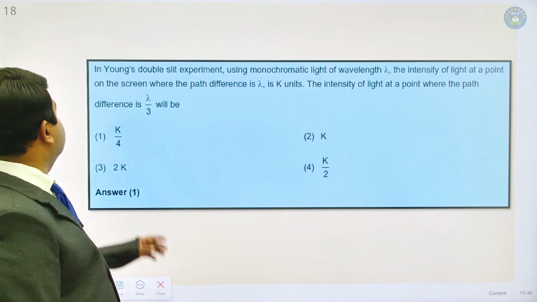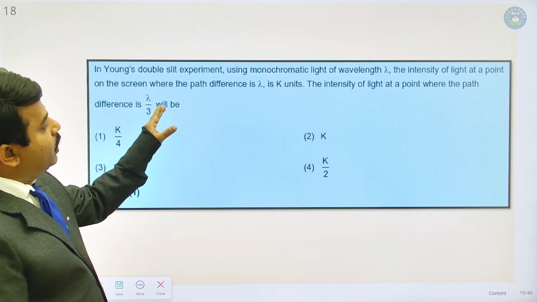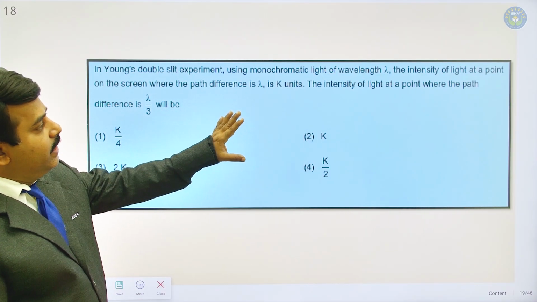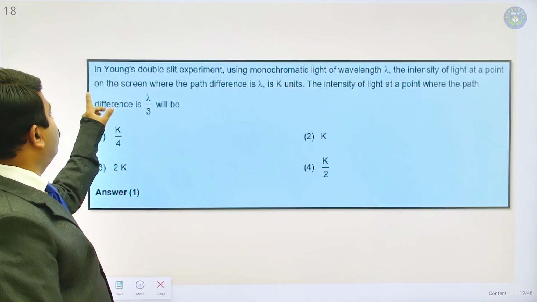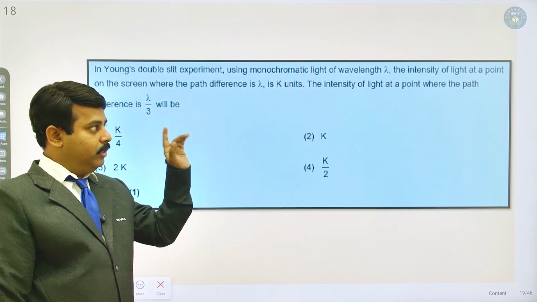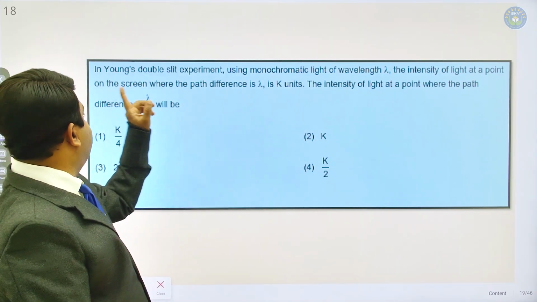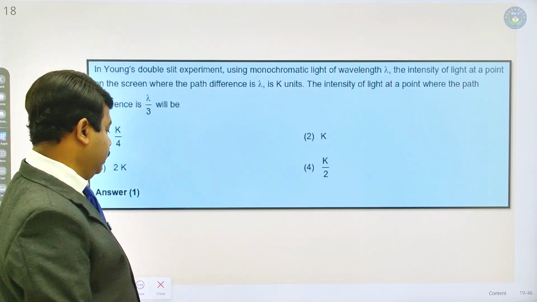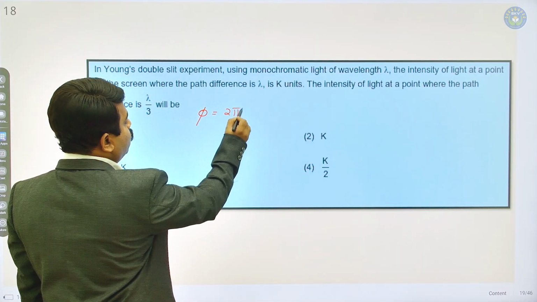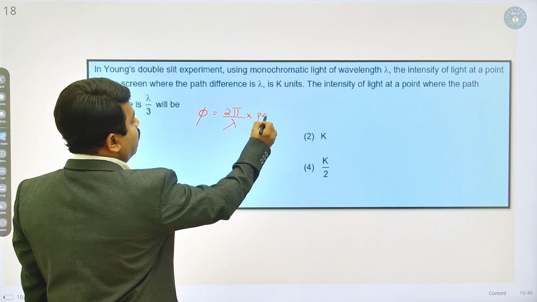Now let us go to question number 17. In Young's double slit experiment, using a monochromatic light of wavelength lambda, the intensity of light at a point on the screen where the path difference is lambda is k units. The intensity of light at a point where the path difference is lambda by 3 is... How are phase difference and path difference connected? Phase difference is 2 pi by lambda into path difference, right?